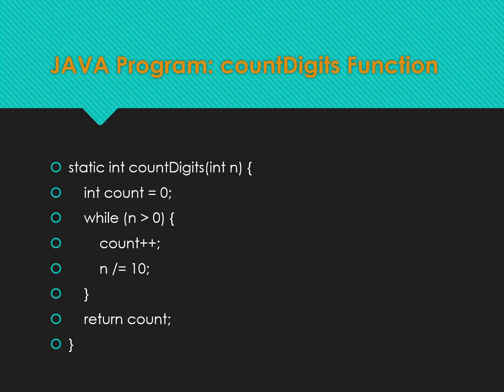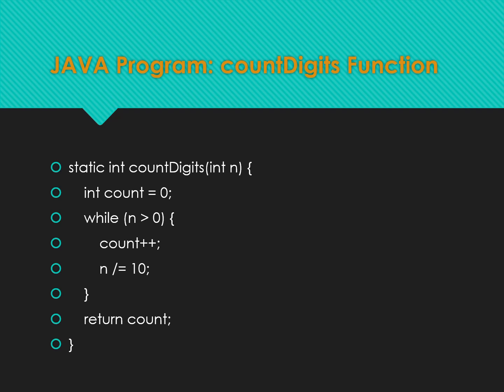The number n is divided by 10 using integer division. This removes the last digit of the number each time. This process continues until n becomes 0. At that point, count holds the total number of digits the original number had.